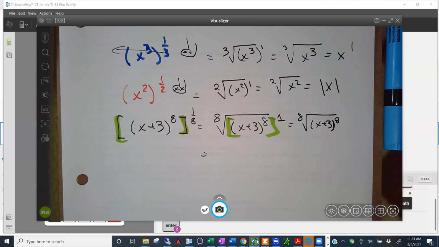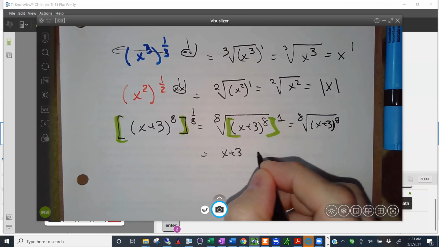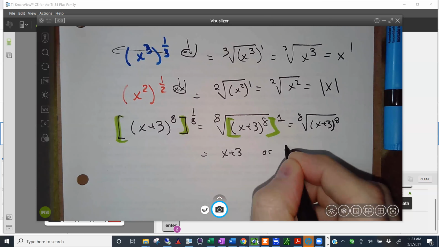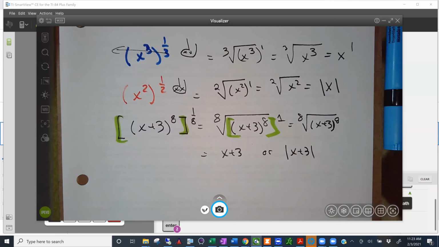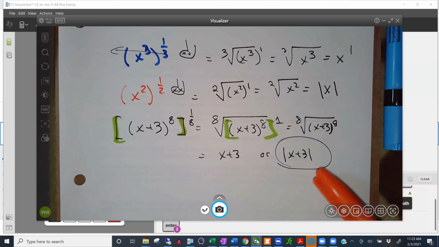What's that going to be? Absolute value of x plus 3. Let me put down 2 choices, x plus 3 or absolute value of x plus 3. Absolute value. Winner, winner, chicken dinner, as they say at the craps table in Vegas. Yes, definitely need the absolute value because these things match and they're even.